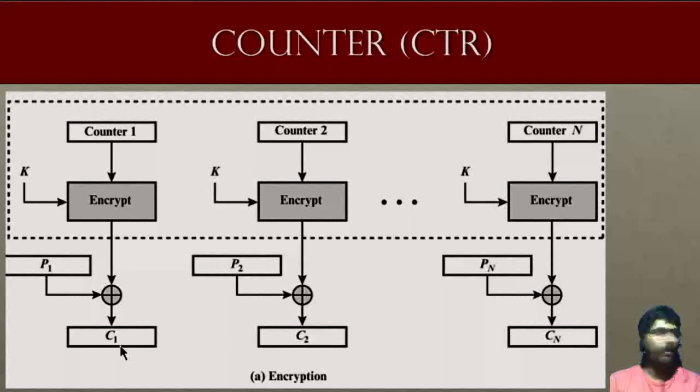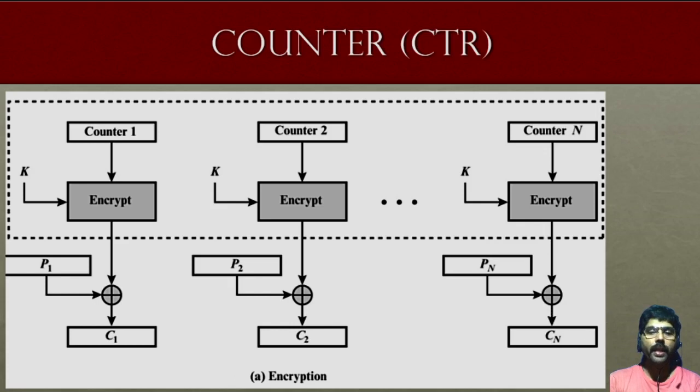block. In the second step, we use the second counter, which is the increment of the previous one, and identify the encrypted output with the help of the same key, and it is XORed with the second plain text block, and you get the second cipher text. Like that, the process continues up to the last block.